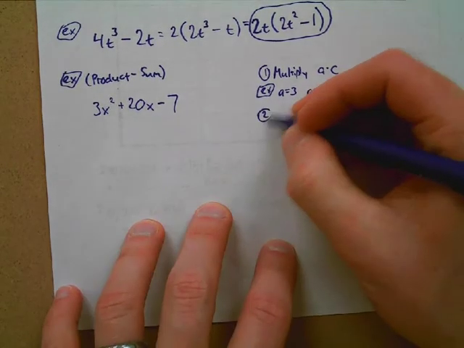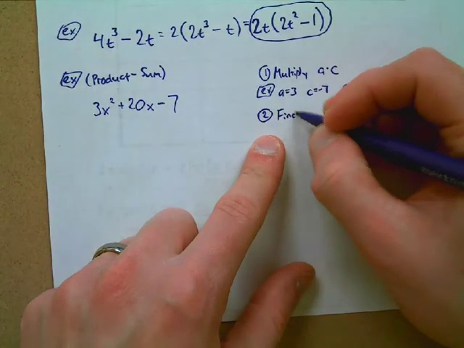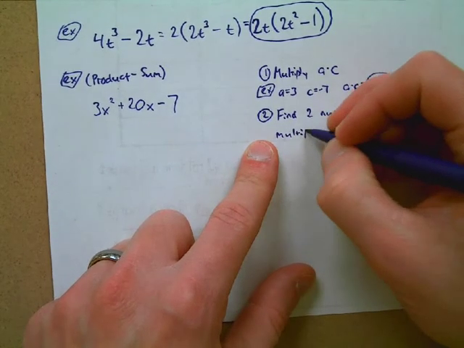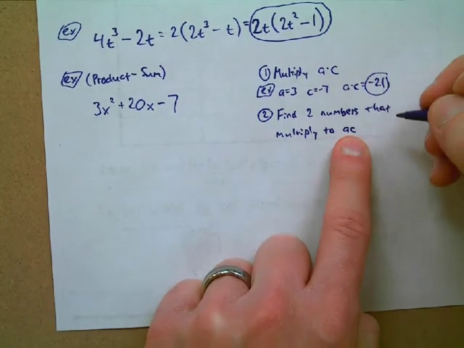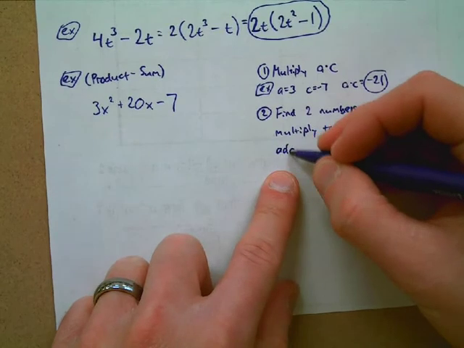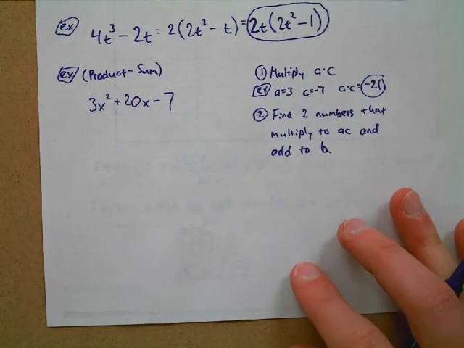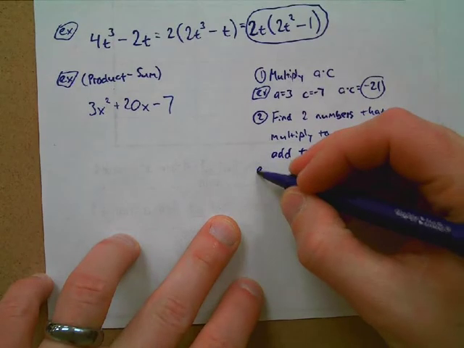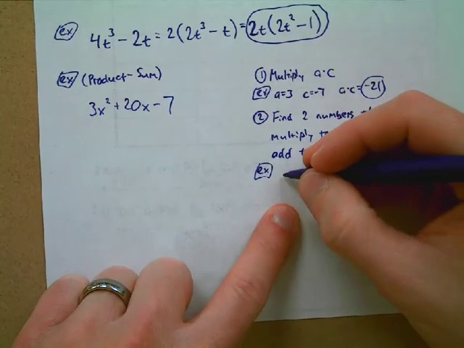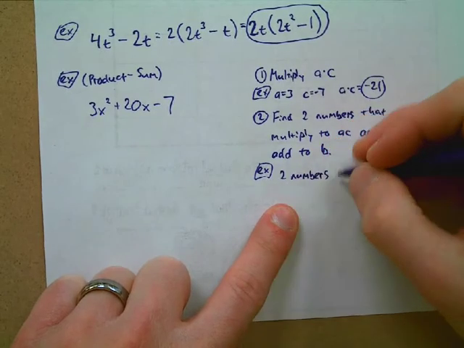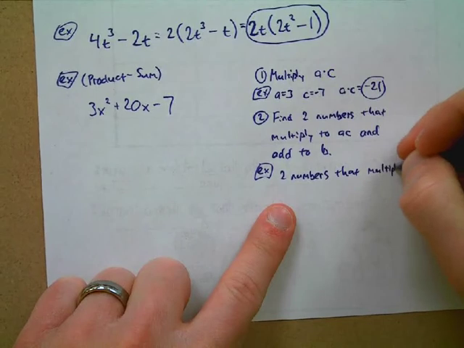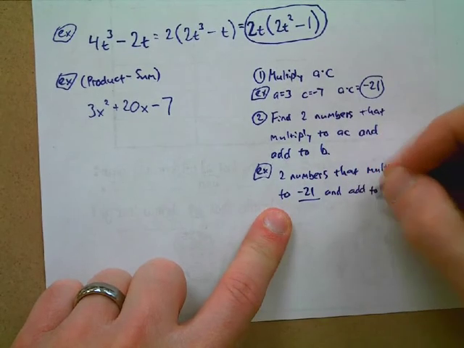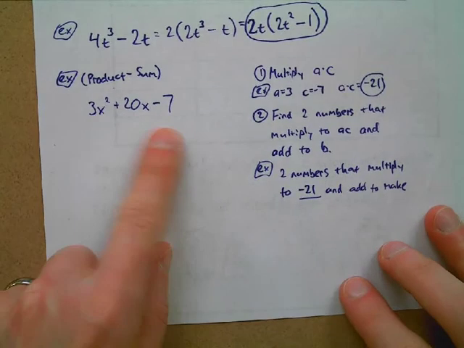And then the next thing we want to do, and here's where that warm-up comes into play, we're going to find two numbers that multiply to AC and add to B. So for our example, we're looking for two numbers that multiply to -21 and add to make, and what's our B term in this problem? 20, yeah.